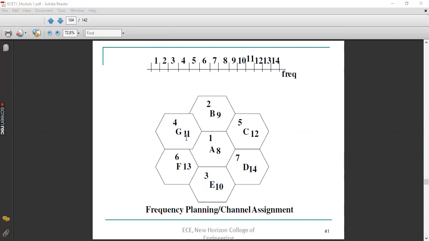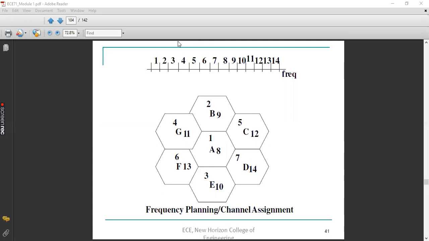There will be a definite number of cells, having a set of channels allocated to a definite number of subscribers. This cluster will be replicated n number of times so as to accommodate the entire service area, or entire geographical area, to provide service to all the subscribers present in the node. So as we can see here, we have 3 plus 3 plus 1, that is 7 cells. So the cluster size is N equal to 7.